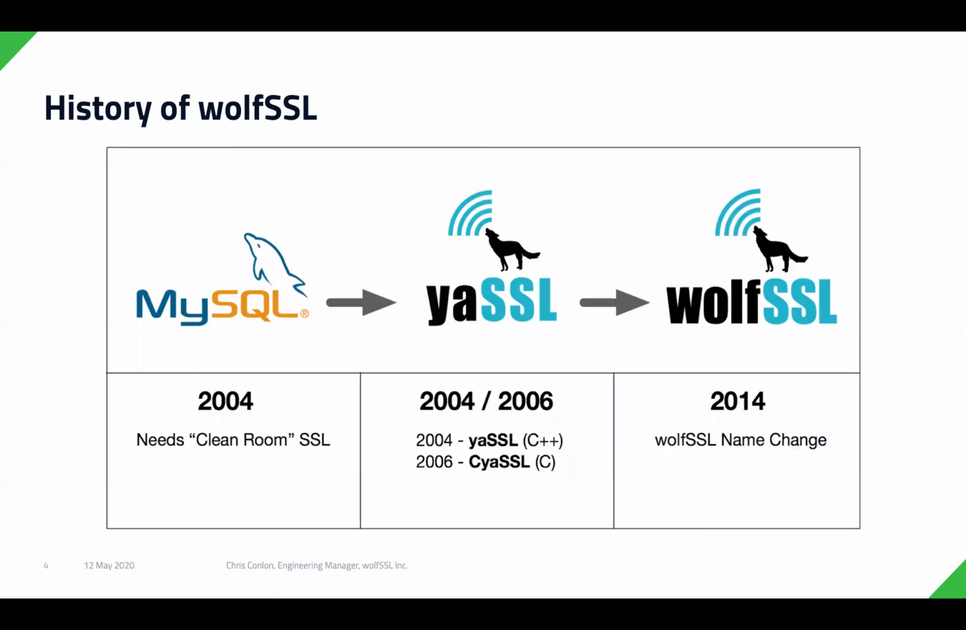Between 2004 and 2006, the market, especially the embedded market, really demanded an SSL library written in C. We sat down and rewrote it again, this time in C, and called that CYASL, Yet Another SSL written in C. It turns out the name CYASL was a little hard to pronounce. No one really knew what it stood for, so in 2014 we renamed it to wolfSSL. It's the same product, just a more consistent name across our products, easier to understand and easier to say.